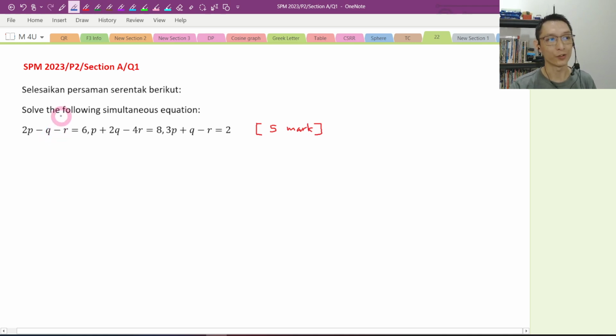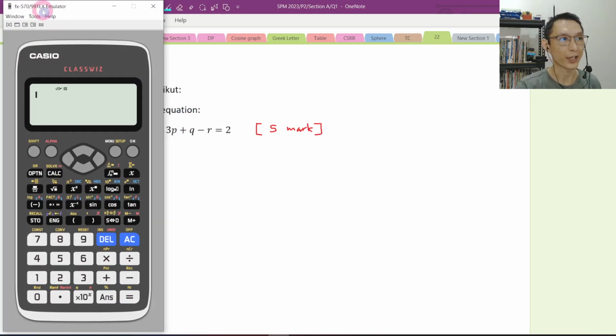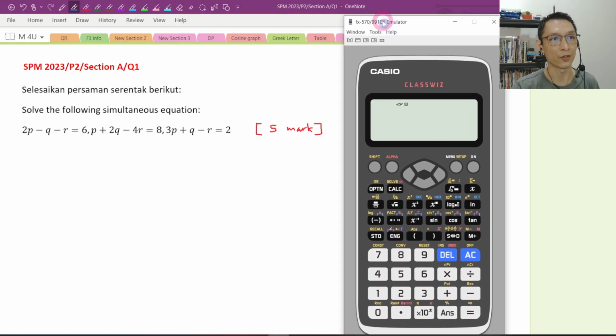What we need to do is to change the three variables to two variables, then to one variable, and we will be able to get the answer easily. So you can use substitution method or elimination method, totally up to you. So I would suggest you to first use your calculator to check the answer first.